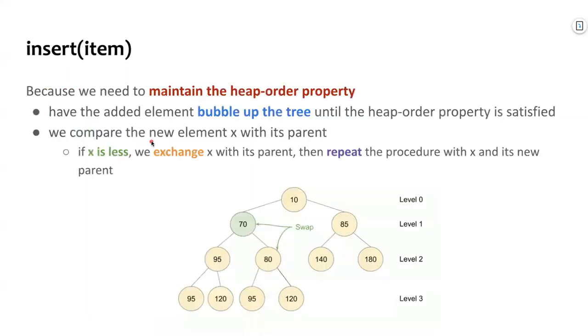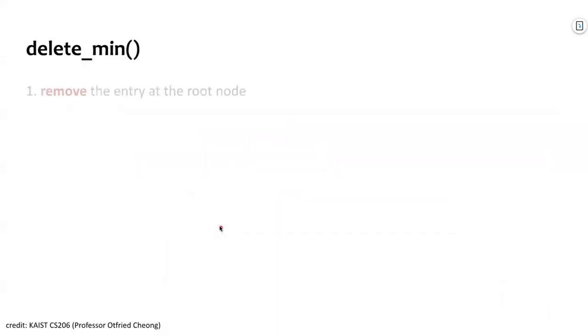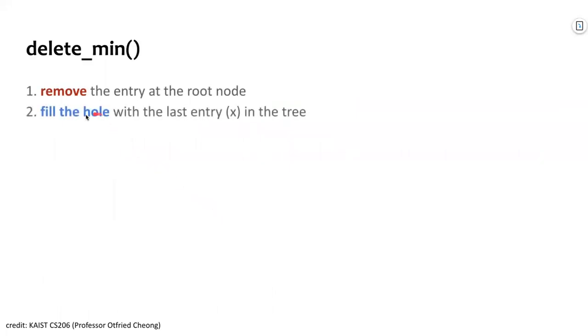So in the case of inserting a new item, we are bubbling up this new item to find the right place. However, in the case of deleting min, we're going to delete the value at the root, and that is going to create a hole at the root. And we're going to fill the hole with the last entry in the tree. And we're going to bubble down the X value to maintain the heap property.